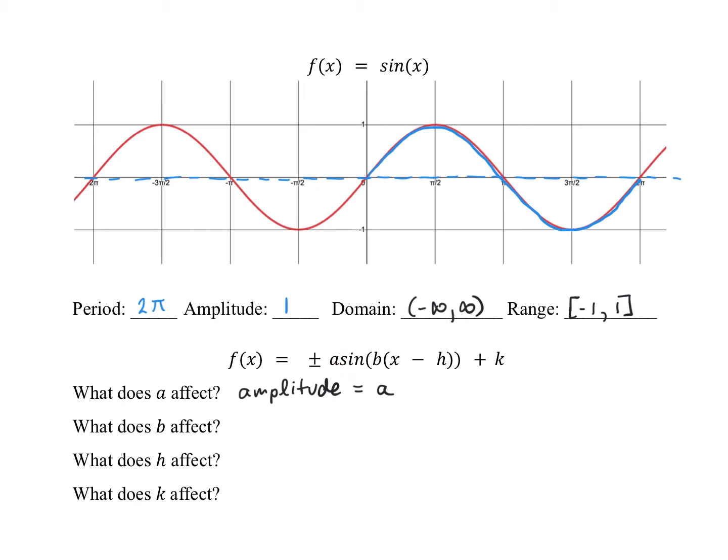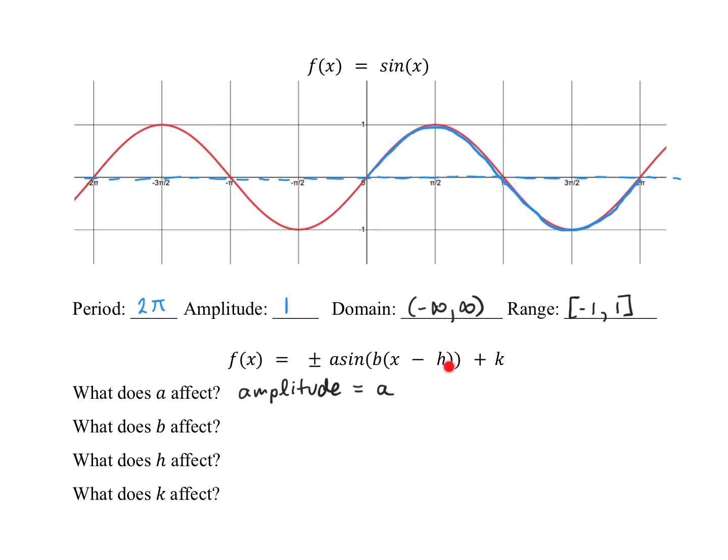But if maybe the A value is 2, so there's a vertical stretch by a factor of 2, that's going to be our amplitude. Remember, the negative and the A value are two separate transformations. Our amplitude will always be positive. Now let's talk about B, which is that horizontal stretch or shrink.